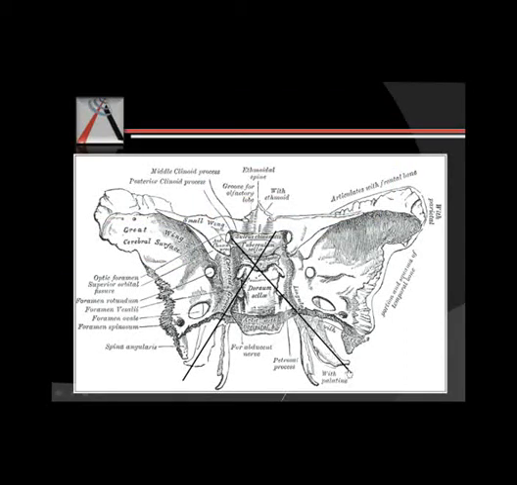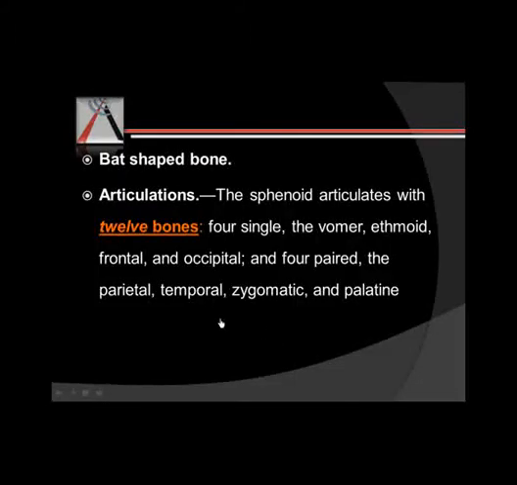If you notice the lateral pterygoid plate, it forms approximately a 90-degree angle with the opposite side lateral pterygoid plate. But if you see the medial pterygoid plates, they are parallel to each other. The sphenoid bone is a bat-shaped bone. It articulates with 12 bones. It is a complicated bone. It articulates with 4 single bones, the vomer, the ethmoid, the frontal and the occipital, and 4 paired bones, the parietal, temporal, zygomatic and the palatine.